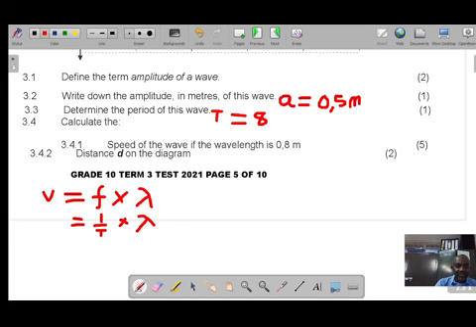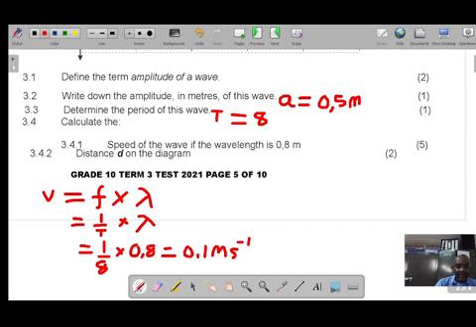Okay. So if I substitute, I'm going to get 1 over 8 multiplied by 0.8, because they say that is the wavelength, 0.8 meters. So what's my answer then? It's going to be 0.1 meters per second. That's my speed for this wave, 0.1 meters per second.